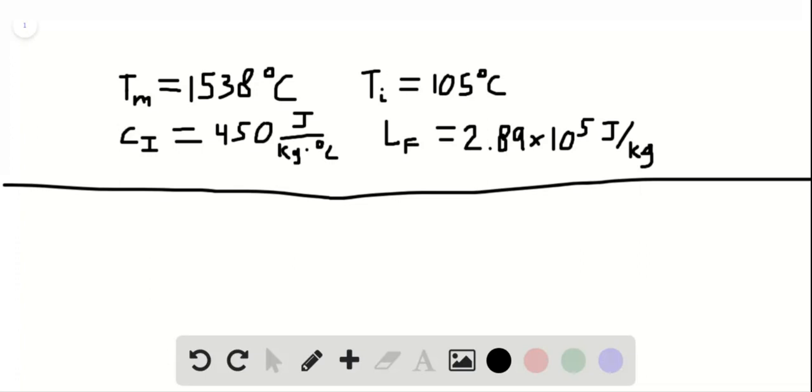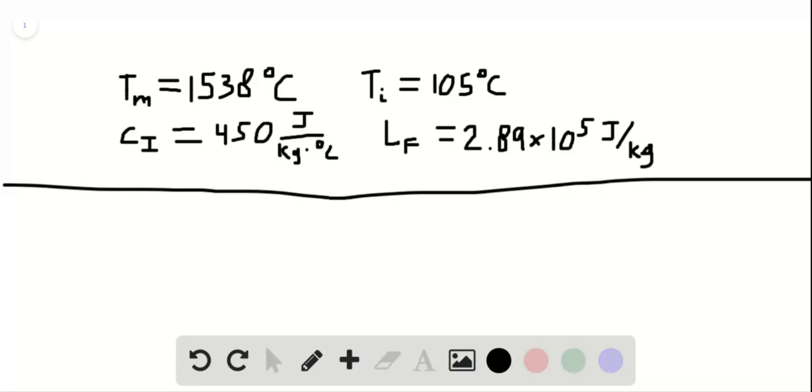So we're told that the initial temperature of an iron meteorite, which I call T sub I, is minus 105 degrees Celsius, and that it enters Earth's atmosphere. It wants us to calculate the minimum velocity that the meteorite must have before it entered Earth's atmosphere if it completely melts.